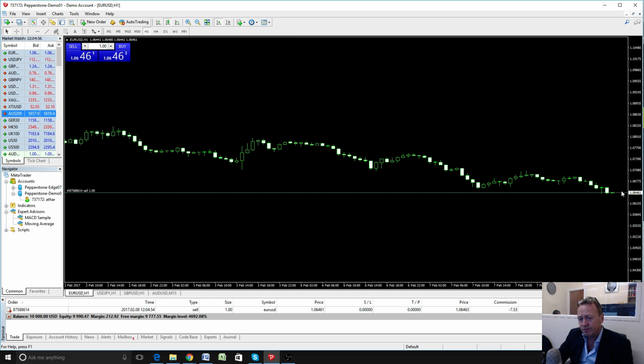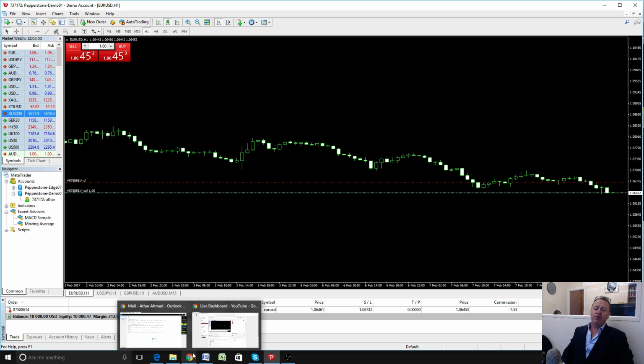Okay, pop my stop loss behind the bar above. Fantastic. So there you go. Euro USD, first trade of the morning. Let's see how it goes.